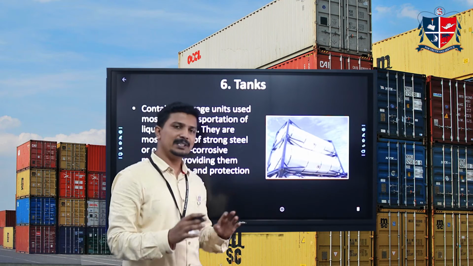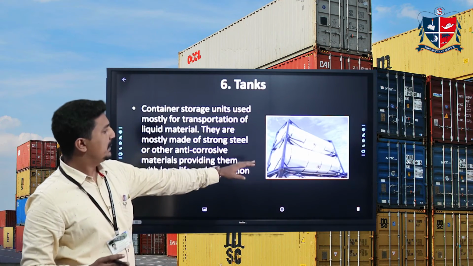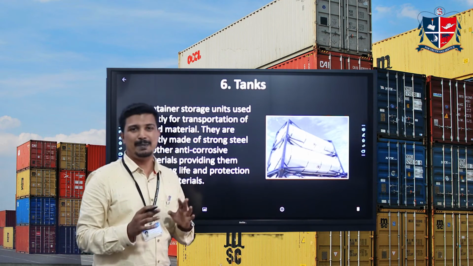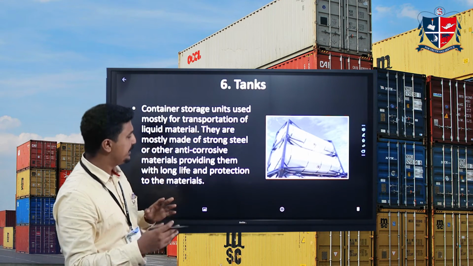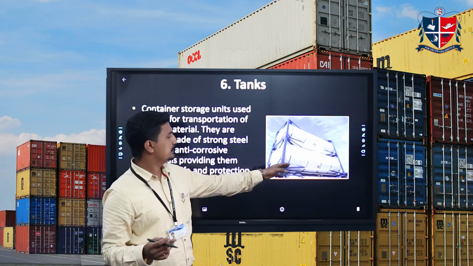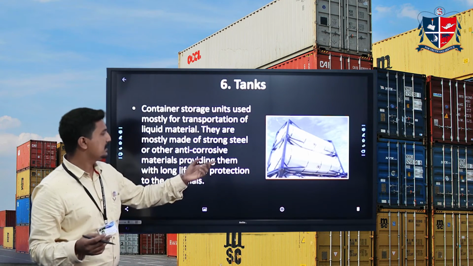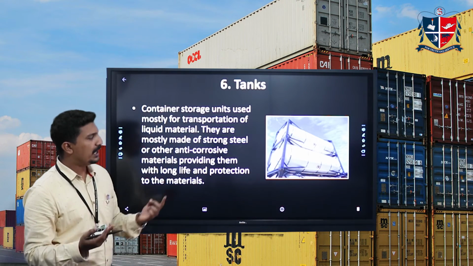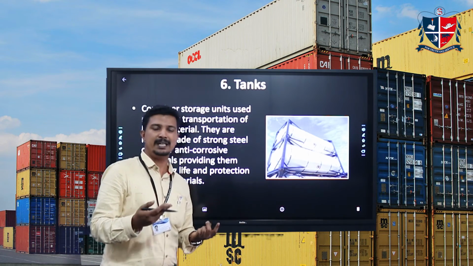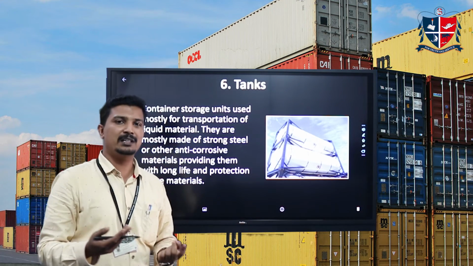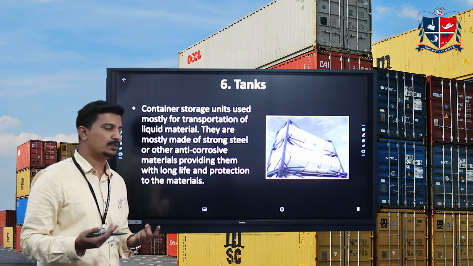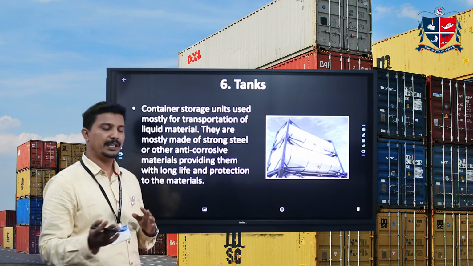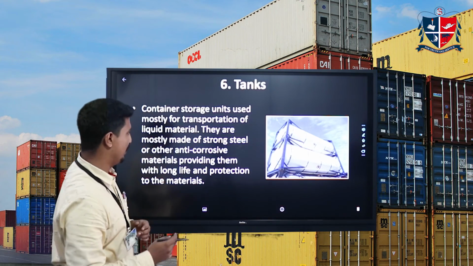So the size will be the same as standard containers, but the cargoes we are carrying in this type of container are chemicals or liquid cargoes only. So mostly chemicals. The container is made up of anti-corrosive material, so that we can carry many chemicals which are very highly dangerous in nature also. So mostly these ISO tankers are used to carry chemicals and liquid cargoes.